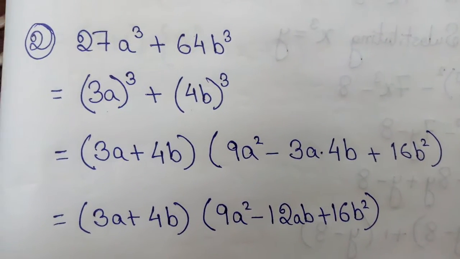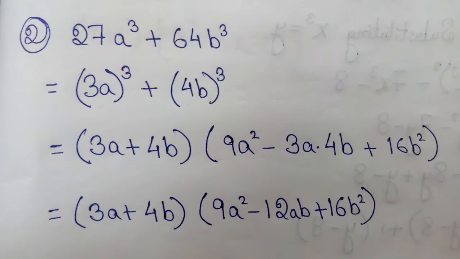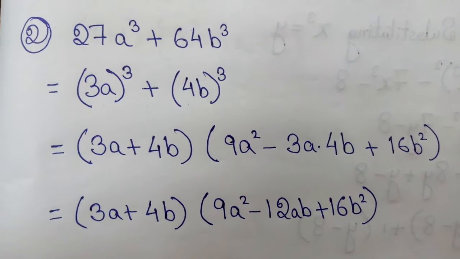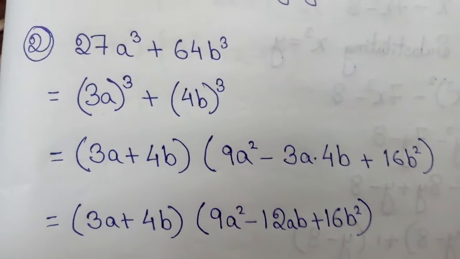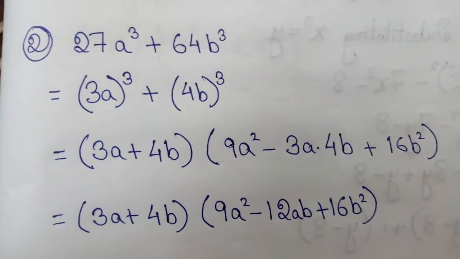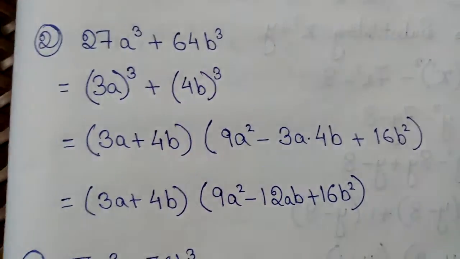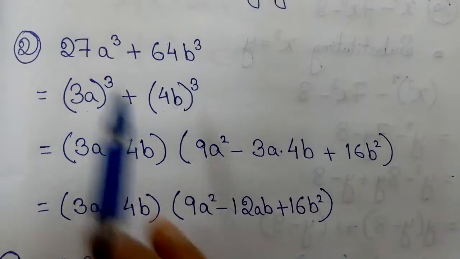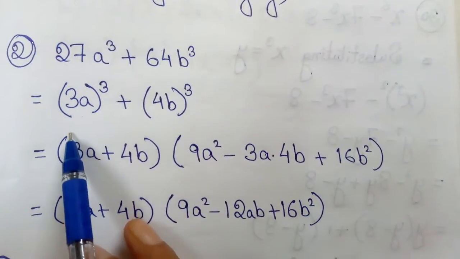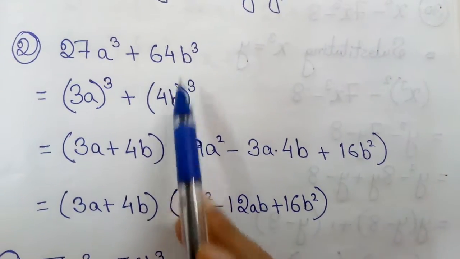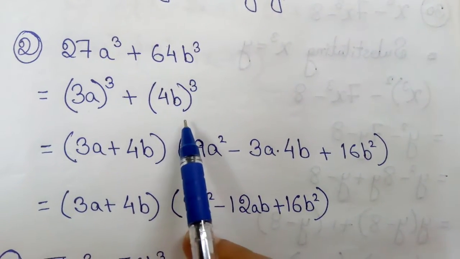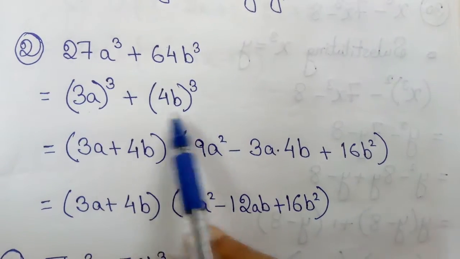The first sum that I am going to solve is sum number 2, that is 27a cube plus 64b cube. So 27a cube means (3a) whole cube plus 64b cube can be written as (4b) whole cube. So this is x cube plus y cube.